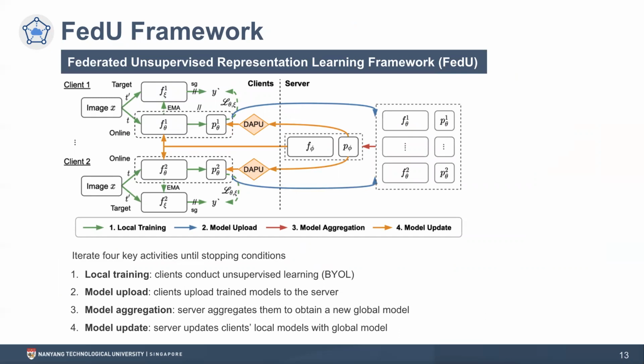It comprises a server and multiple clients. The framework contains 4 key activities: local training, model upload, model aggregation, and model update. Firstly, clients conduct local training using contrastive learning. Secondly, after training, clients upload the trained models to the server. Thirdly, the server aggregates these models to get a new global model. Lastly, the server updates clients' local models with the global model. We iterate these 4 steps until it meets the stopping conditions.